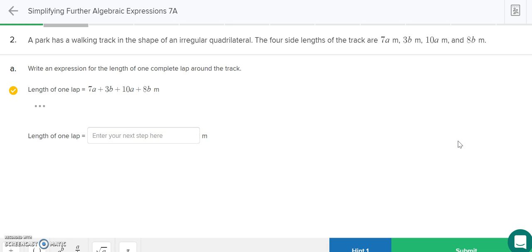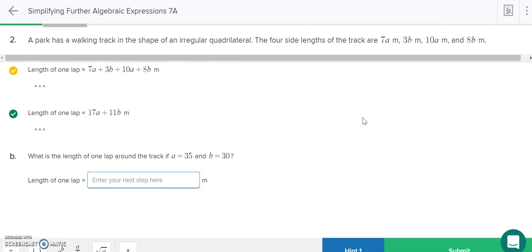So 7a plus 10a is 17a. And then we've still got addition because it's all addition. And we're going to do 3b plus 8b, and that is 11b. Happy days.